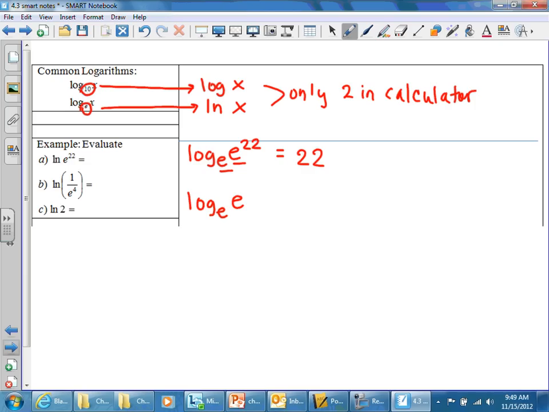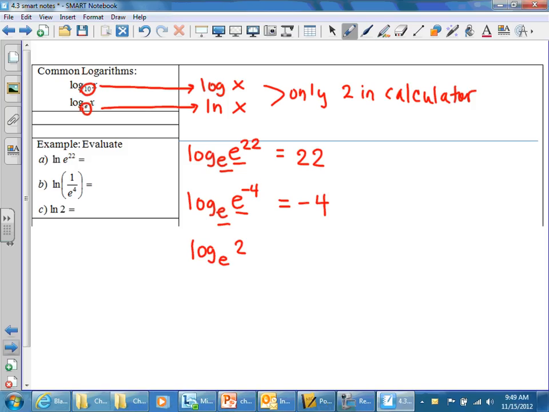So I'm going to rewrite this guy as e to the negative 4 so I can see the same base, and I'm left with 4. This guy doesn't have anything special going on, so it is still just the ln of 2. I can't rewrite that in any way that's nice.